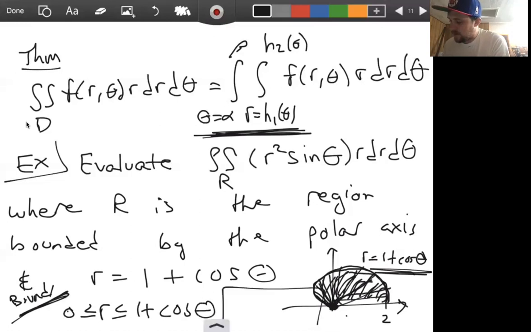And now what about our bounds for theta, right? Well, we're bounded by the polar axis, and we think of the x-axis as the polar axis, which means we're in the upper half plane, so we're bounded for theta from 0 to pi.